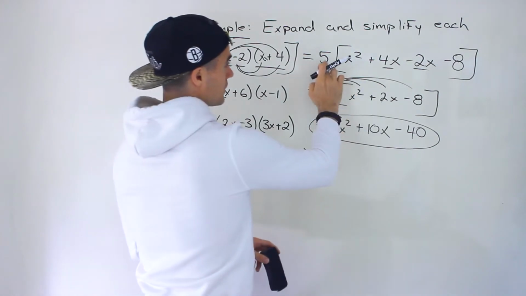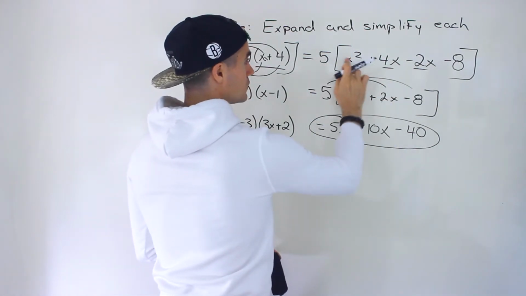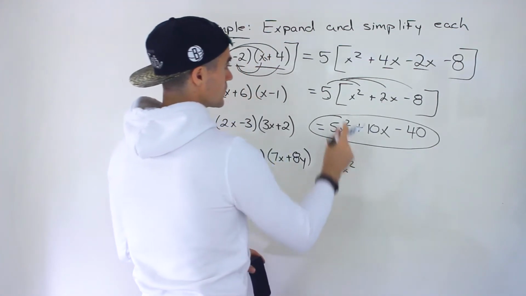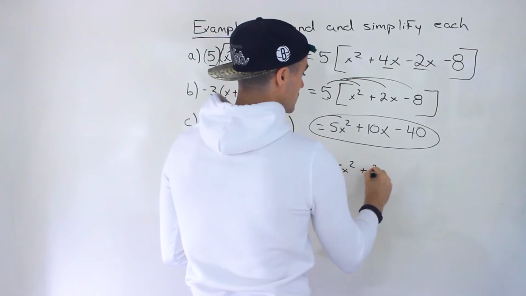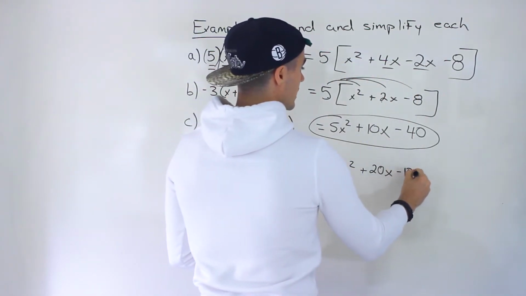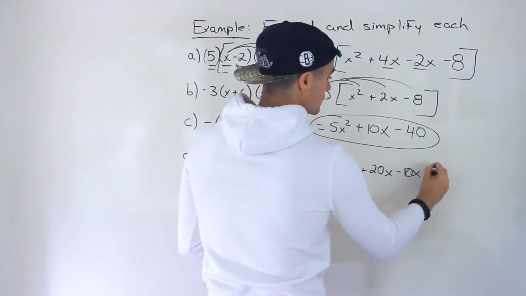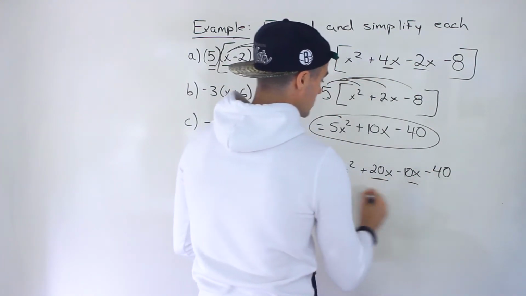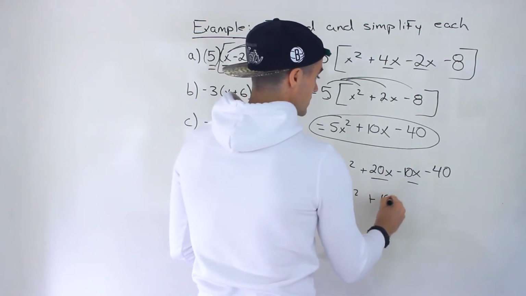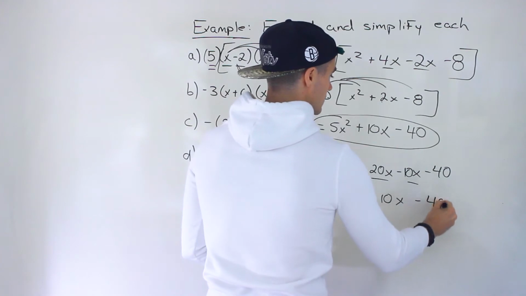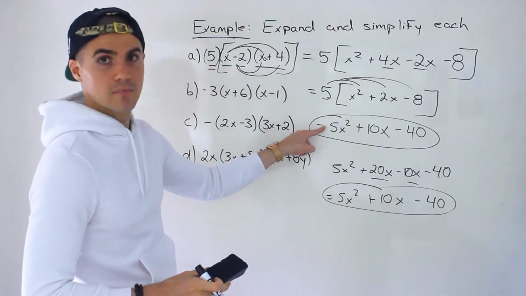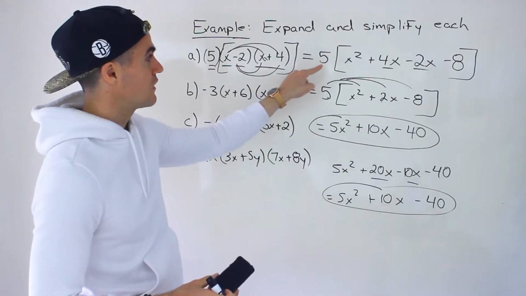Now, what if we distributed the 5 at this point? Well, we could do that too. So we'd have 5 times x squared, which gives us 5x squared. 5 times positive 4x would give us 20x. 5 times negative 2x would give us minus 10x. 5 times negative 8 would give us minus 40. And then these like terms, 20 minus 10 gives us positive 10x minus 40. So notice we get the same answer if we distribute the 5 at that point.